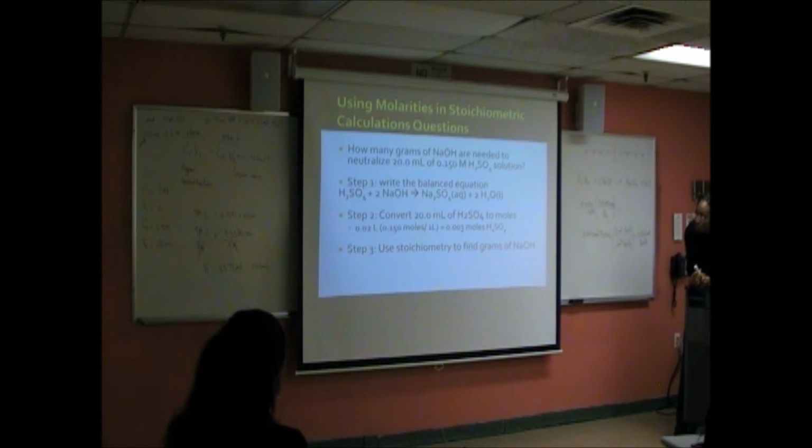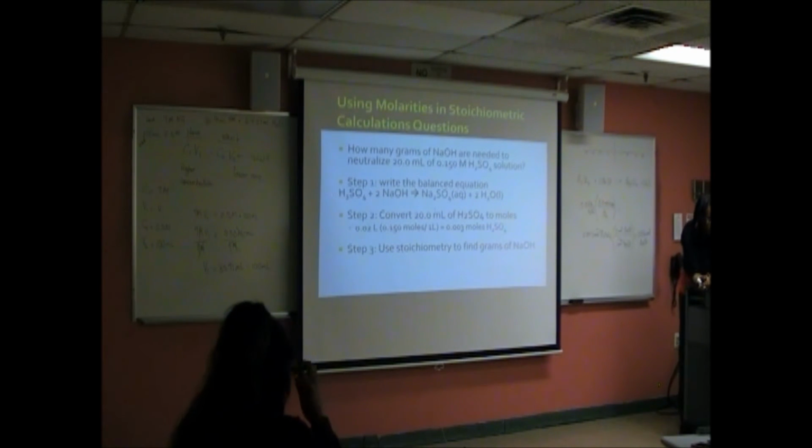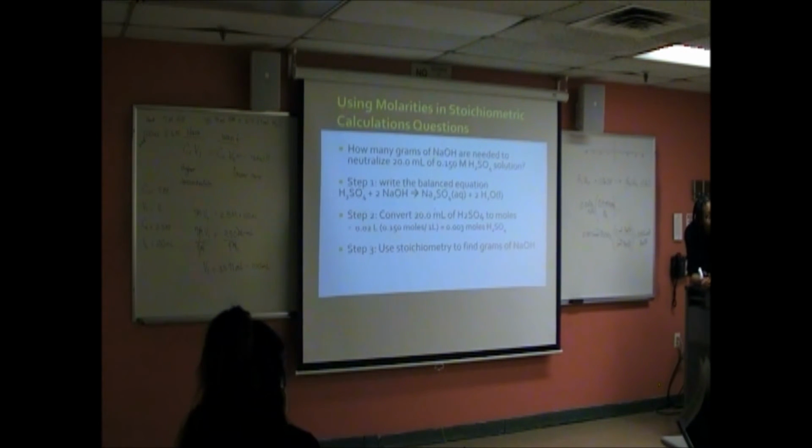Now, what are they asking you for? Grams. So now we have moles of sodium hydroxide. What do we need to do to get grams? Convert your moles to grams. What is 0.006 moles sodium hydroxide in grams? What's the molar mass for sodium hydroxide? 40 grams per mole. So it would be 0.24 grams of sodium hydroxide. That's what I got.